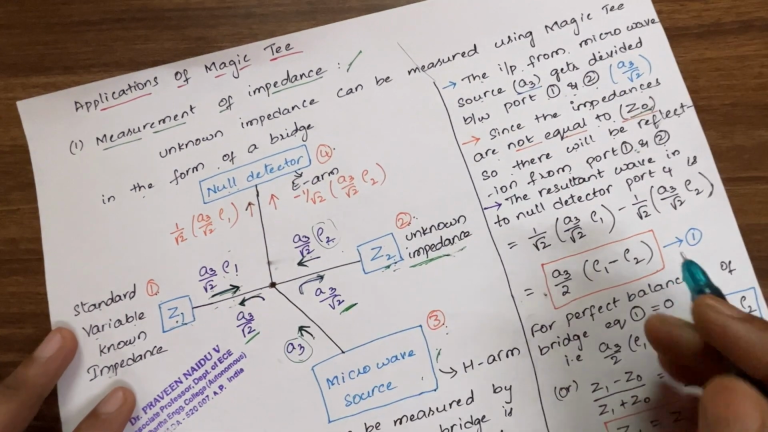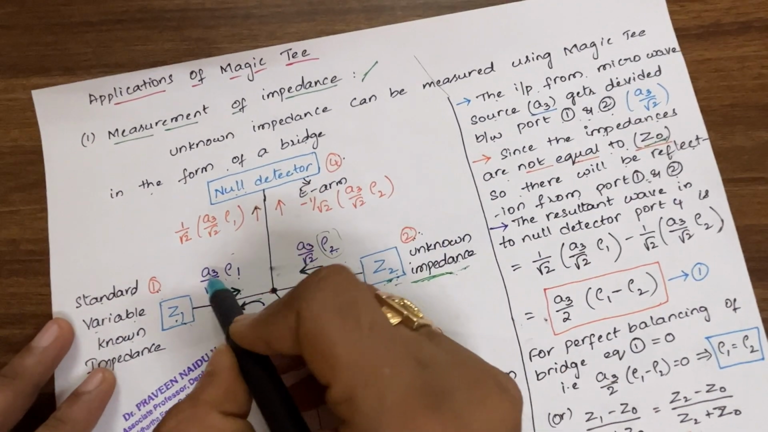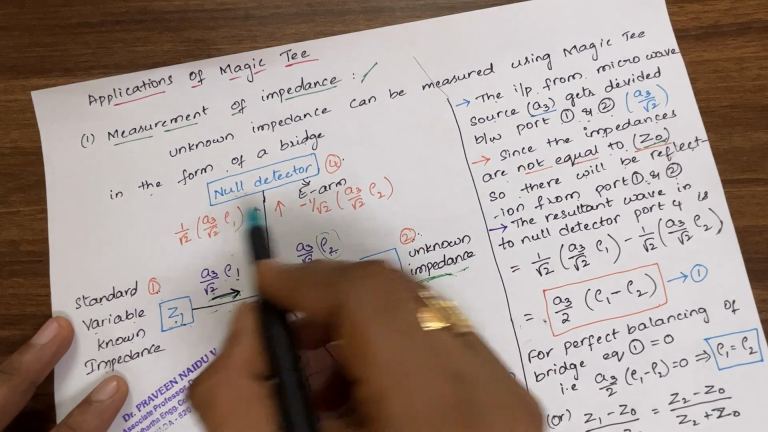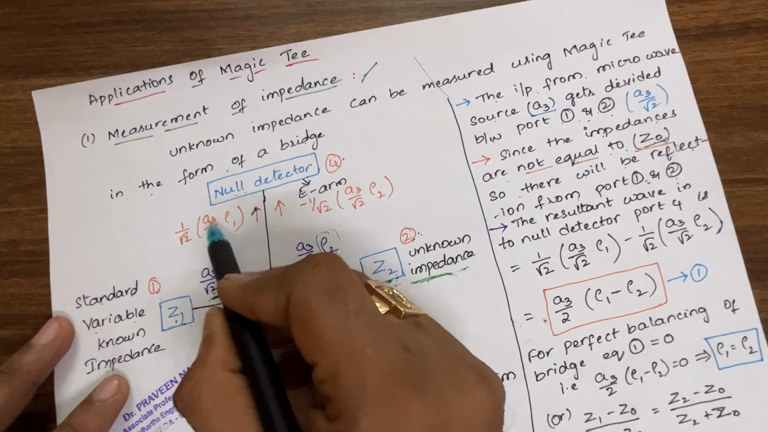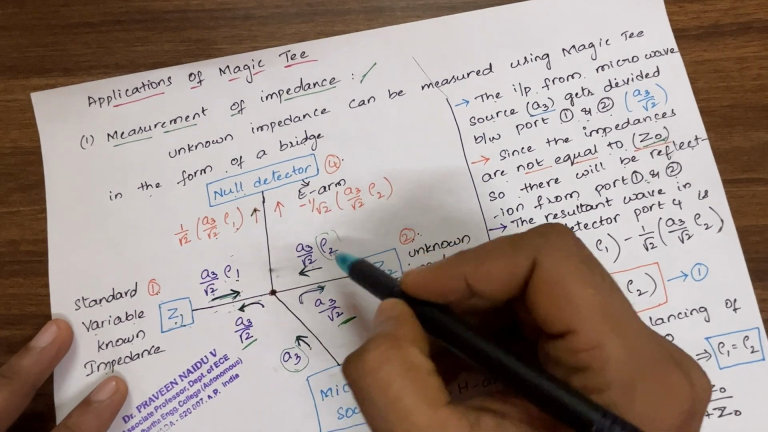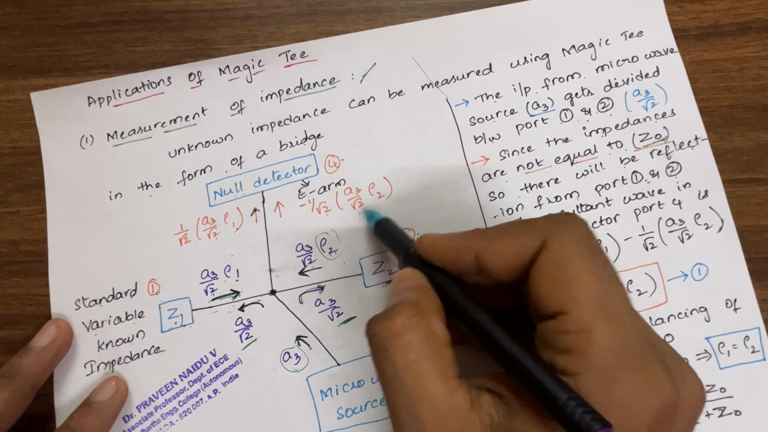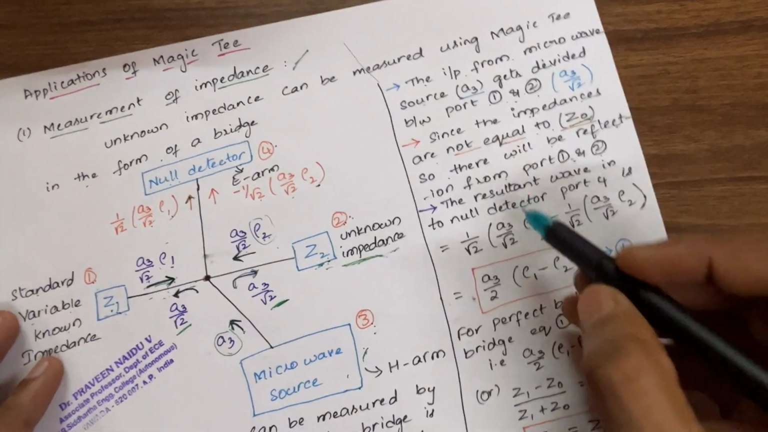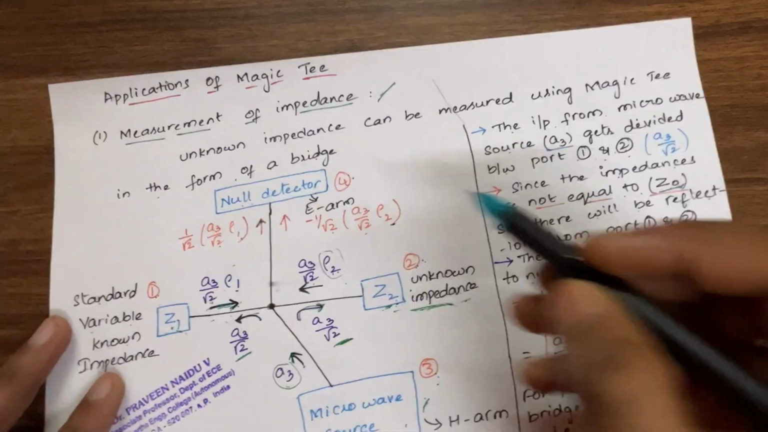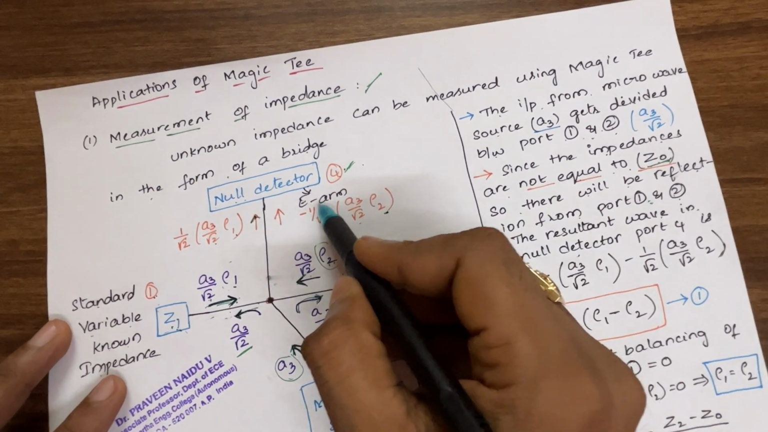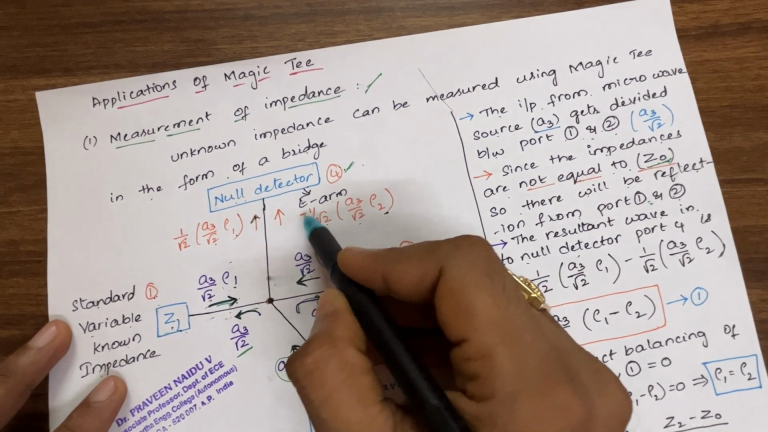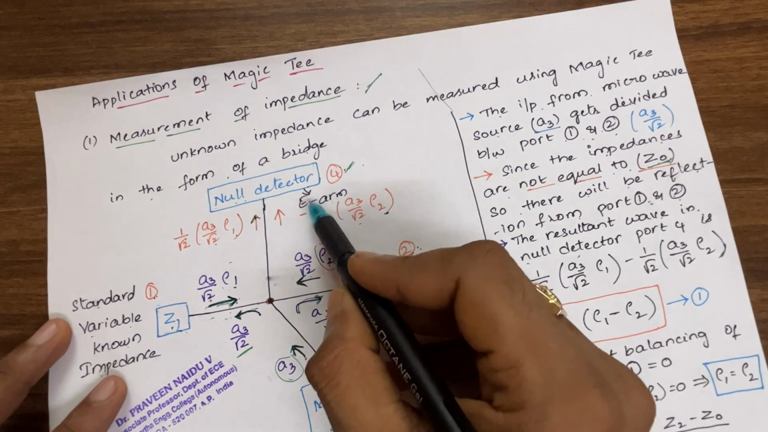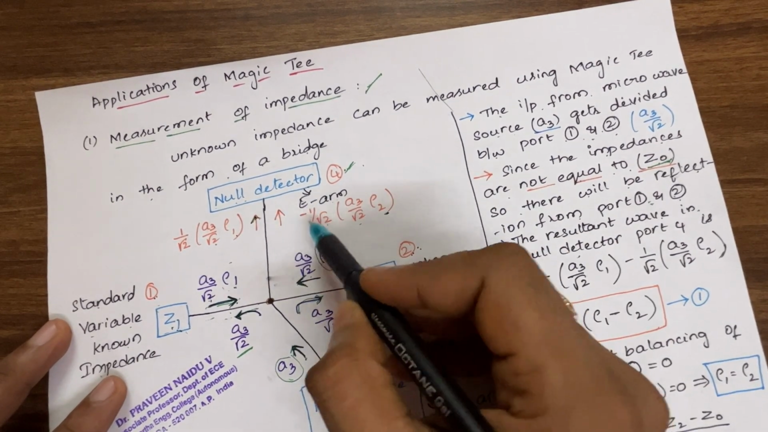So in this case, A3 by root 2 into rho 1 is going to again split into halves. So here 1 by root 2 into A3 by root 2 rho 1, here minus 1 by root 2 into A3 by root 2 into rho 2. So the resultant wave in the null detector, that is at port 4, the E arm. This minus sign we are getting because of the E arm. In case of the H arm, we are going to have an in phase. In case of the E arm, we are going to have an out of phase.